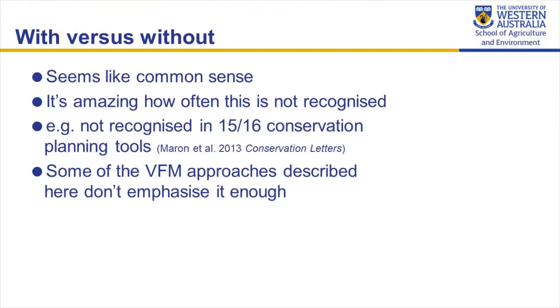That's how it is. Now, this seems like common sense when you lay out those four graphs and you say, oh, of course, that's what you'd do. But it's amazing how often this does not happen. Just as one example, some ecologists were looking at 16 conservation planning tools that were basically doing cost effectiveness analysis of different ways of prioritising conservation projects. And they found that of the 16, only one did with versus without comparisons. All the rest were doing before versus after comparisons, or they were just doing with comparisons and comparing it to nothing, right? There was no comparison. It was just with.